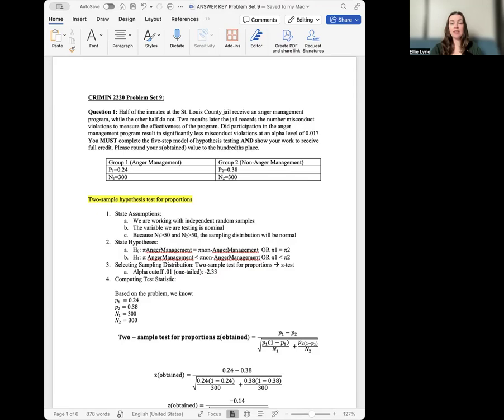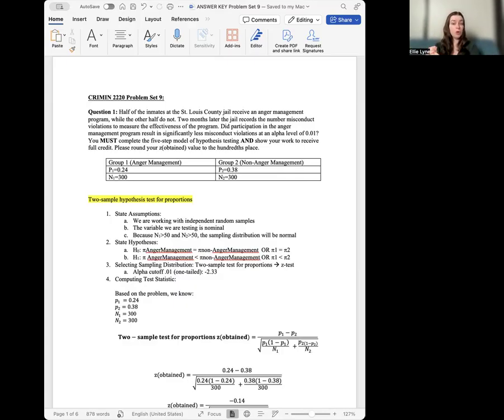Half of the inmates at the St. Louis County Jail receive an anger management program, while the other half do not. And so right off the bat here, we see our two individual groups, one that received an anger management program and the other that did not. Whereas a one sample test would have been one group versus an entire population, we already have established our two individual groups.